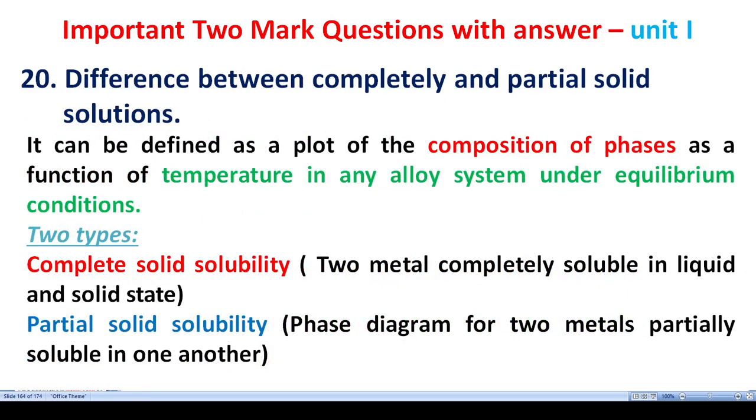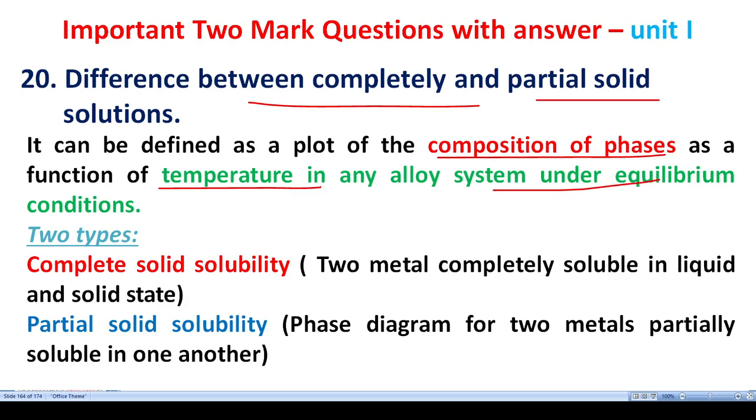Next, difference between complete and partial solid solution. The composition of phases is a function of temperature in an alloy system under equilibrium. What is meant by complete solid solution? Two metals completely soluble in liquid and solid state is called complete solid solubility. What is meant by partial solid solution?